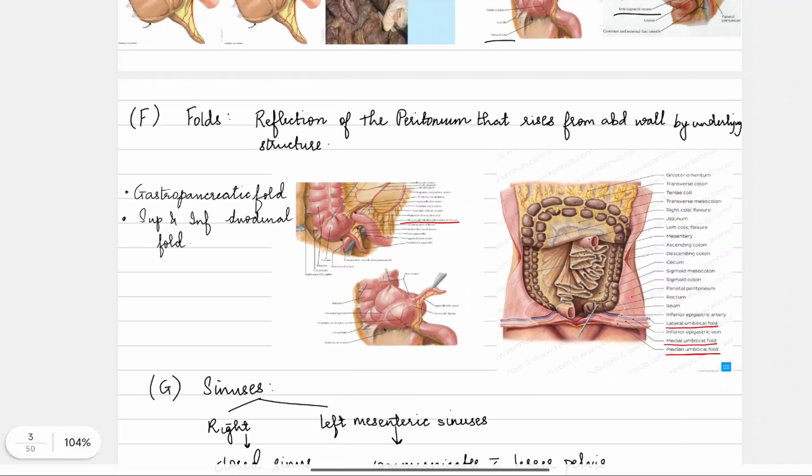There are also folds, which are reflections of the peritoneum that are raised from the abdominal wall by underlying structures. Now these are the gastropancreatic fold and the ileocecal fold. See, this is the ileocecal fold here. Next is the superior duodenal fold. Okay, superior and inferior duodenal folds are formed near the duodenum. Next are the median and lateral umbilical folds. See, this is lateral, this is medial, and this is median.